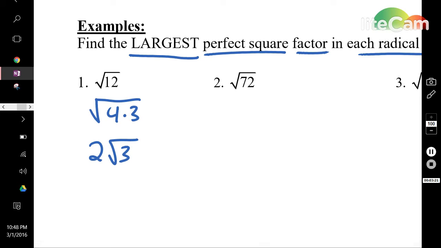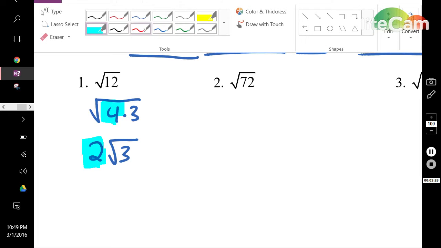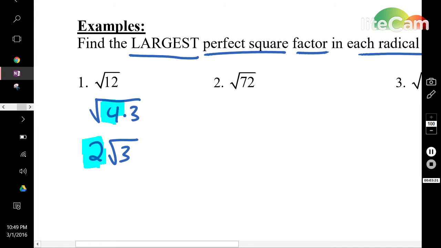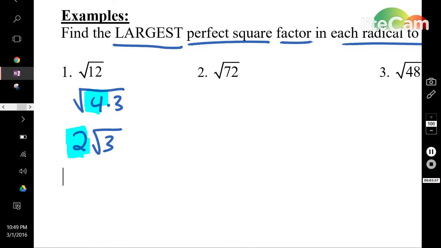If I were to square root 4, I get 2. So this turns into this. The square root of 3 does not change because 3 is not a perfect square, and we want to keep these numbers exact. There are no more perfect squares that go into 3, so you are finished with this problem.